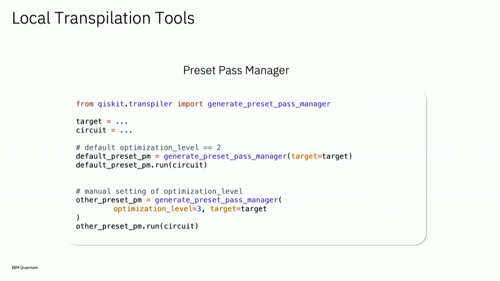So we start with the preset pass manager, our dear friend. We imported it from Qiskit, qiskit.transpiler. If we don't set an optimization level, as Matthew repeated 18 times, the default will be optimization level 2. However, if we want something different, then we can set it manually, for example, to optimization level 3. Every time we have a pass manager, we call it through passmanager.run. So this is, let's say, the pattern we will see.